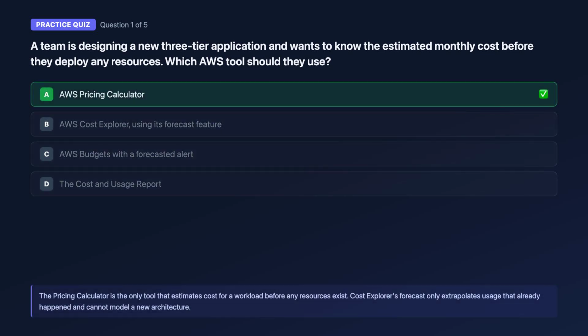The answer is A. The Amazon Web Services pricing calculator. It's the only tool that models cost before anything is deployed. The classic trap is choosing Cost Explorer because it has a forecast, but that forecast only extends usage that already happened. It can't price an architecture that doesn't exist yet.